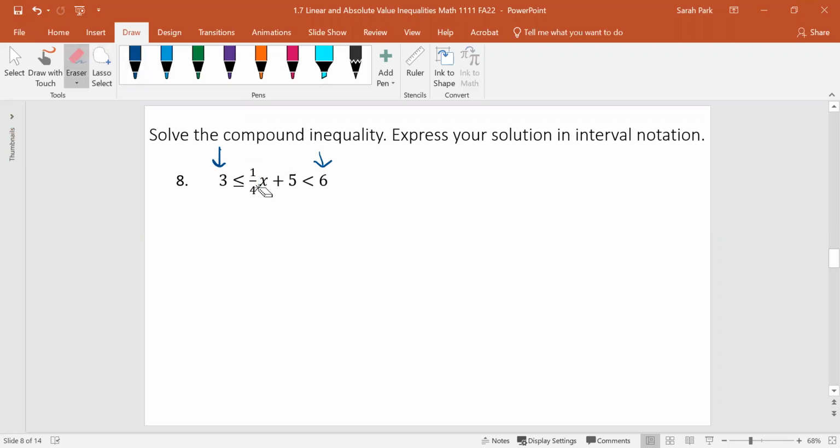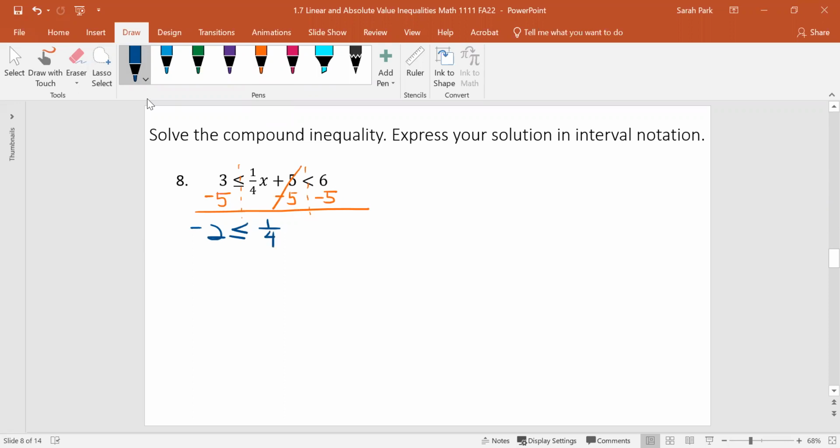Here, the plus 5, let's get rid of that first. So what we need to do is subtract the 5 in the middle. There are 3 parts, right? And so we have to subtract the 5 on the left, the 5 in the middle, of course, and the 5 on the right. And that's why it's called compound. And now the 5 in the middle gets canceled out. 3 minus 5 is negative 2. That's less than or equal to 1/4 x, less than 1.